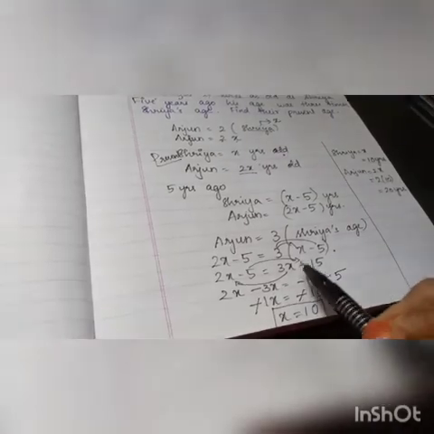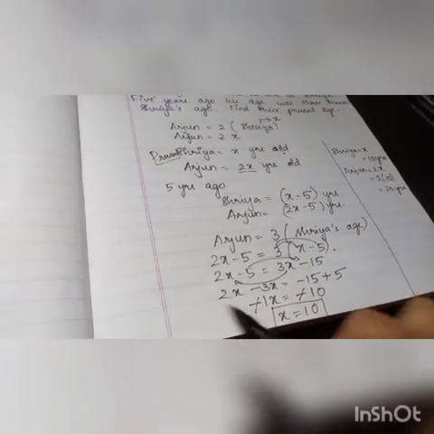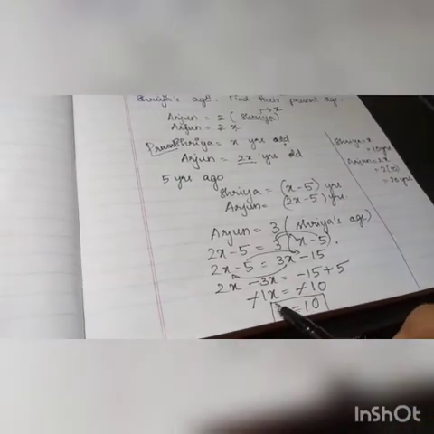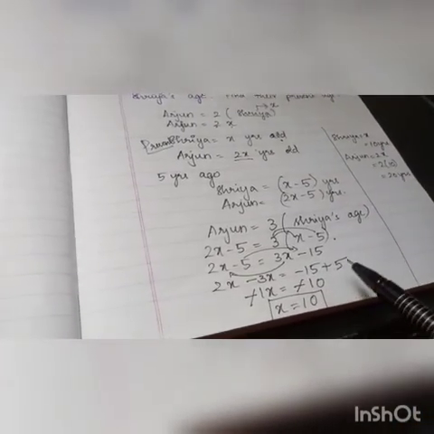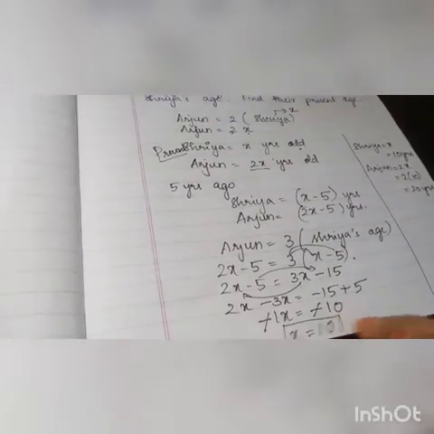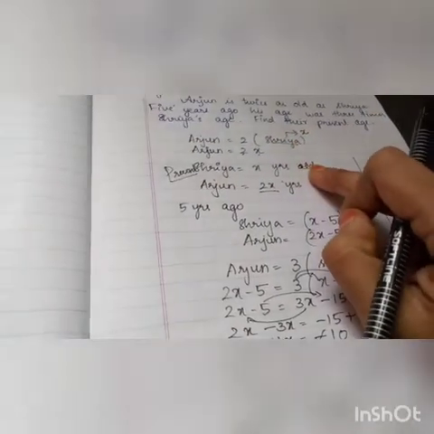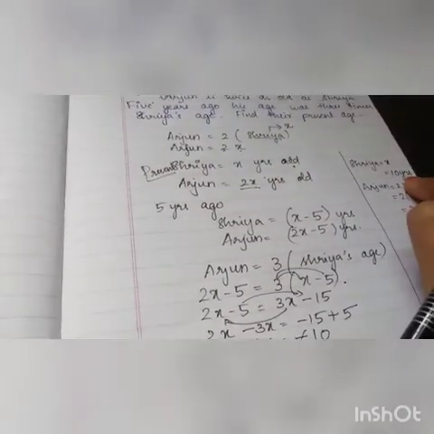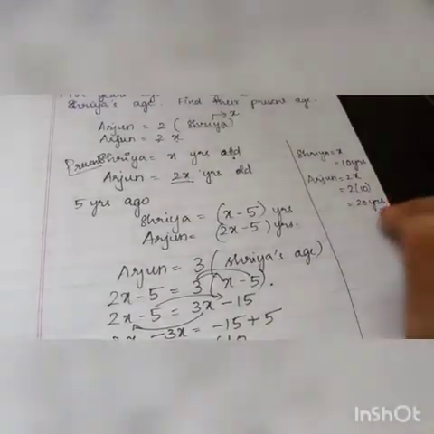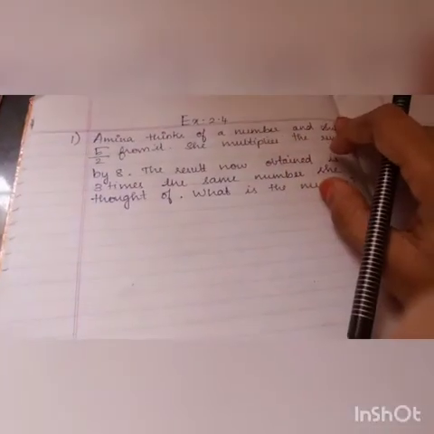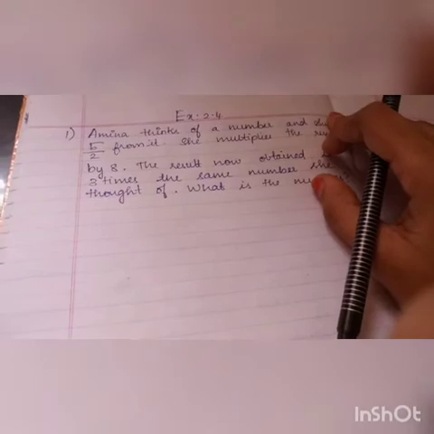Now I am going to calculate, bringing all the variables to one side and constants to the other side. 2x minus 3x is minus x. Minus 15 plus 5 is minus 10. Minus cancels, so x is equal to 10. Whose age is x? Whose present age is it? Shreya's present age. So Shreya is 10 years old, and Arjun's present age is 20 years old. Understood, children? Next, we are going to continue exercise 2.4.